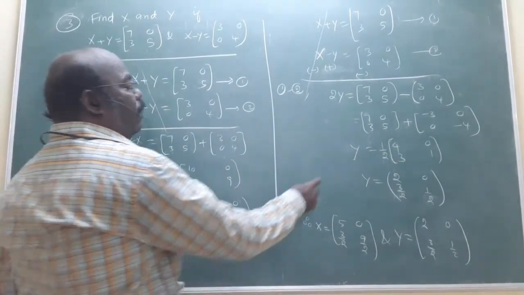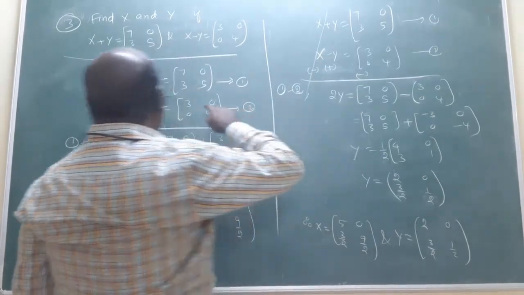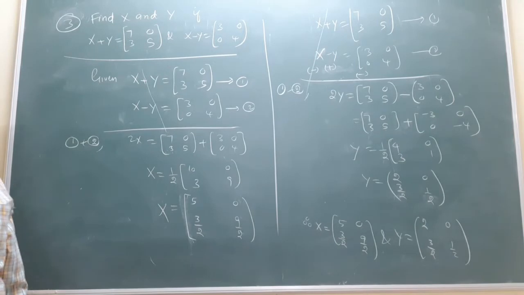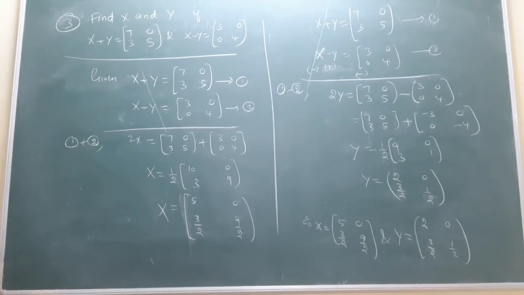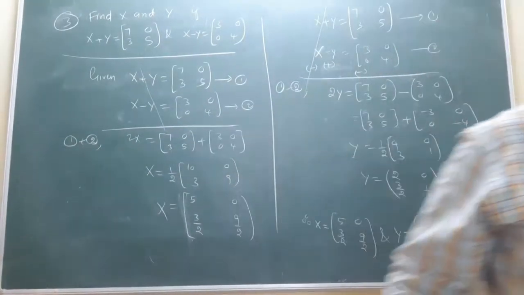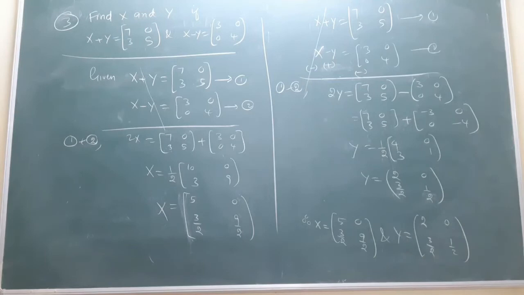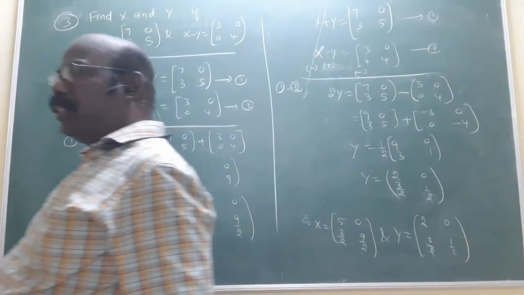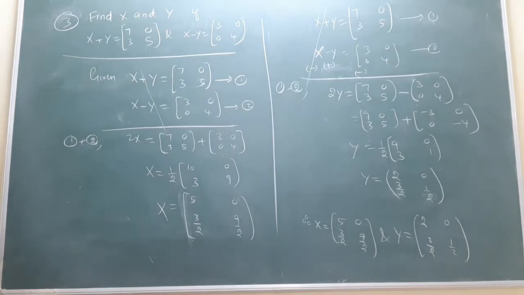Always represent capital X and capital Y. Don't put small x and small y. If you are putting small x and small y, that is wrong. Only capital X and capital Y. The final answer: the X value is 5, 0, 3 by 2, 9 by 2, and the Y value is 2, 0, 3 by 2, 1 by 2. That is the answer. This is an important 5 mark question. Solve means you must find X and Y. Here it is clearly given, find X and Y.